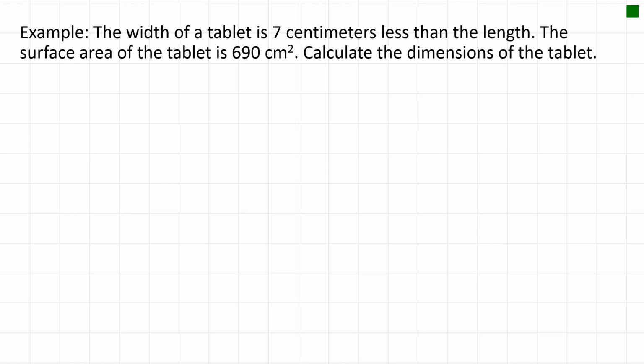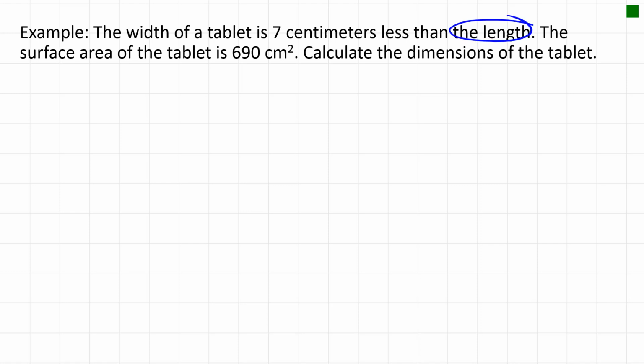In the second example, the width of a tablet is 7 centimeters less than the length, and the surface area of the tablet is 690 square centimeters. So I think we have to assume this is just a little tablet computer rather than like a stone tablet, but it doesn't really make a difference, does it? Because whether it's a digital device or a rock, width and length is still a rectangular object. So we have this rectangular object, and we know that the width is 7 centimeters less than the length.